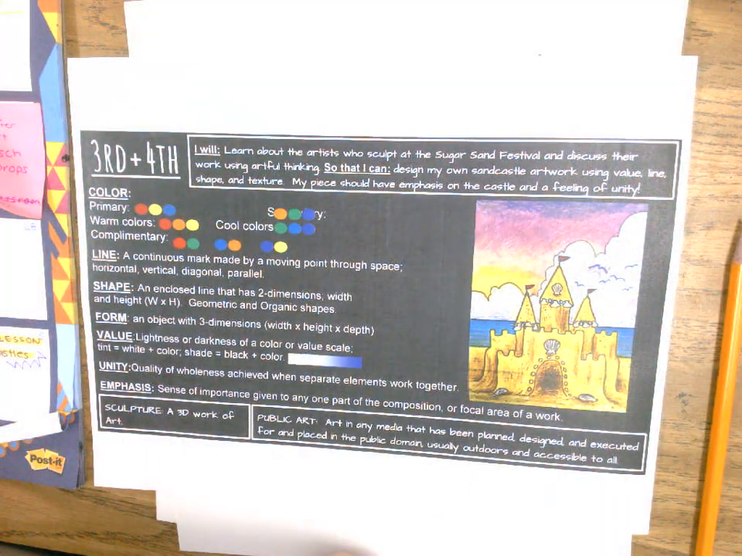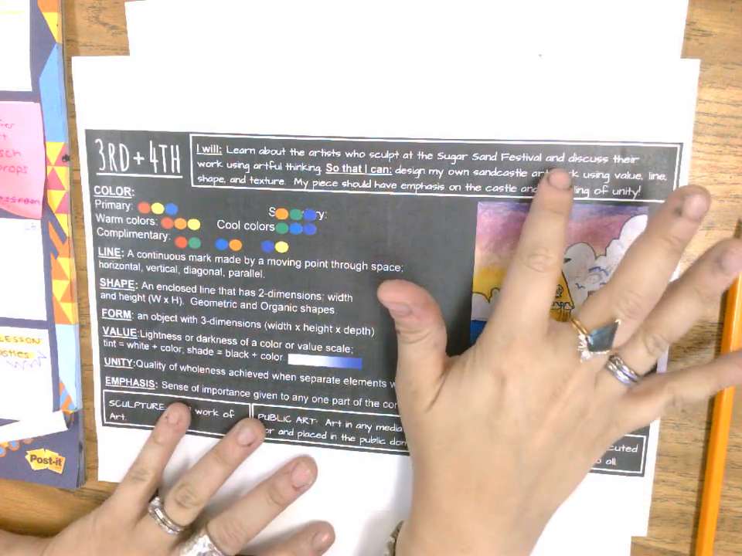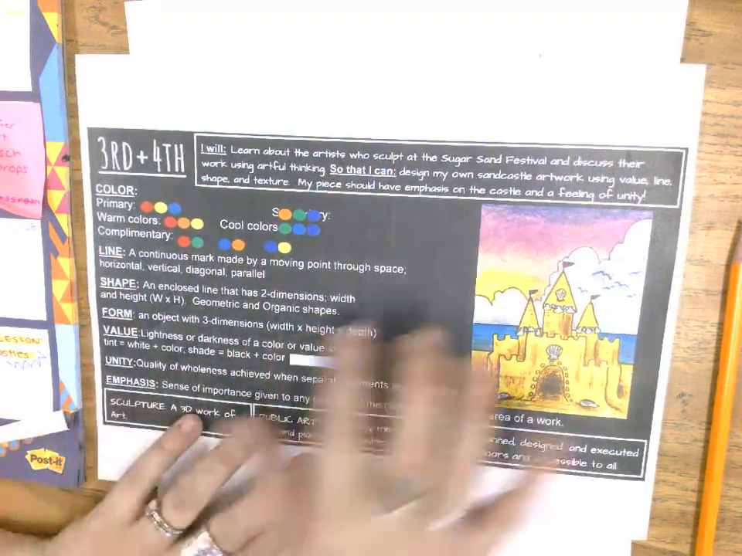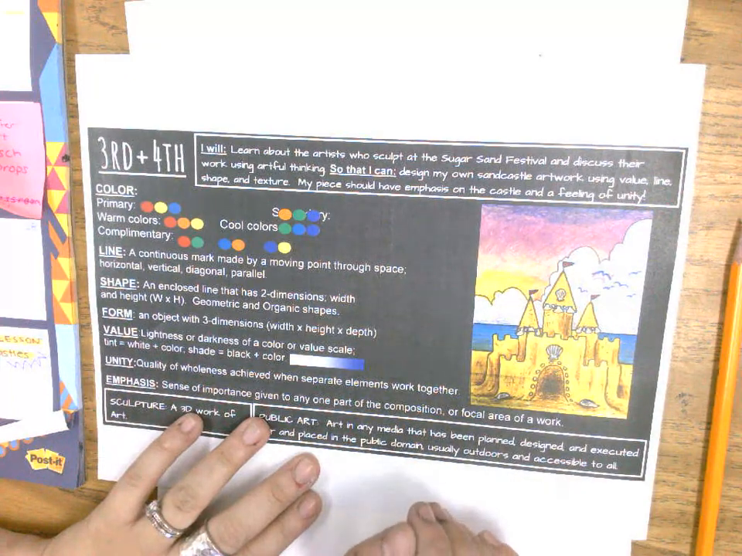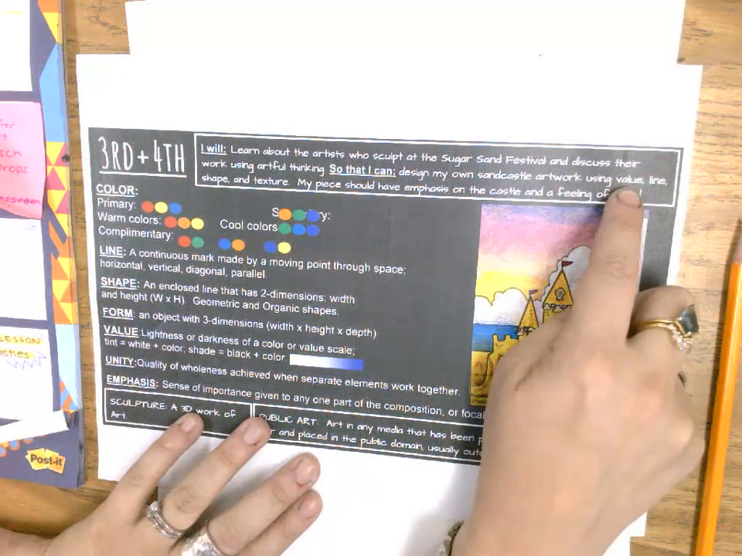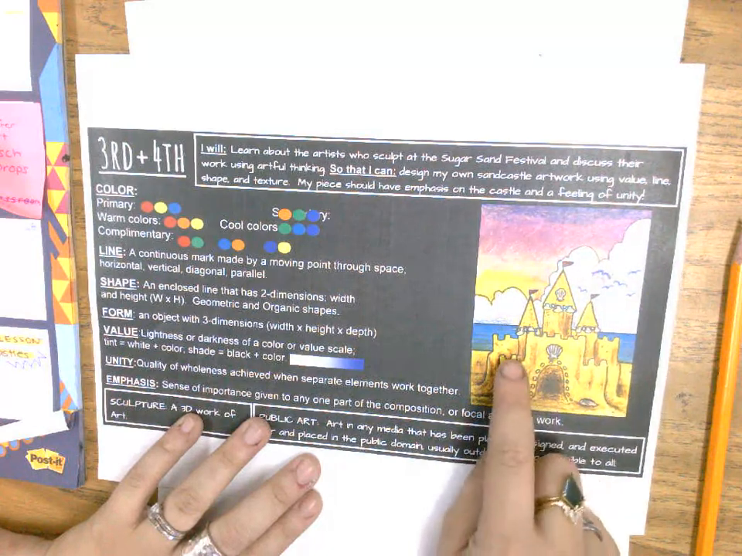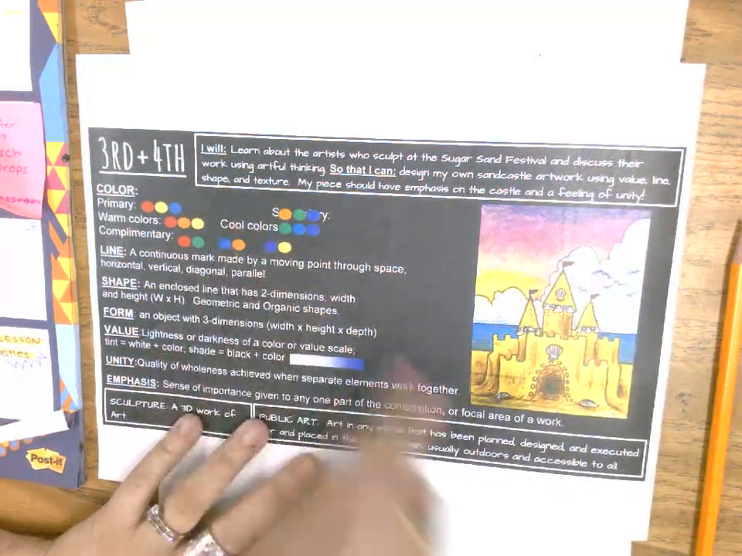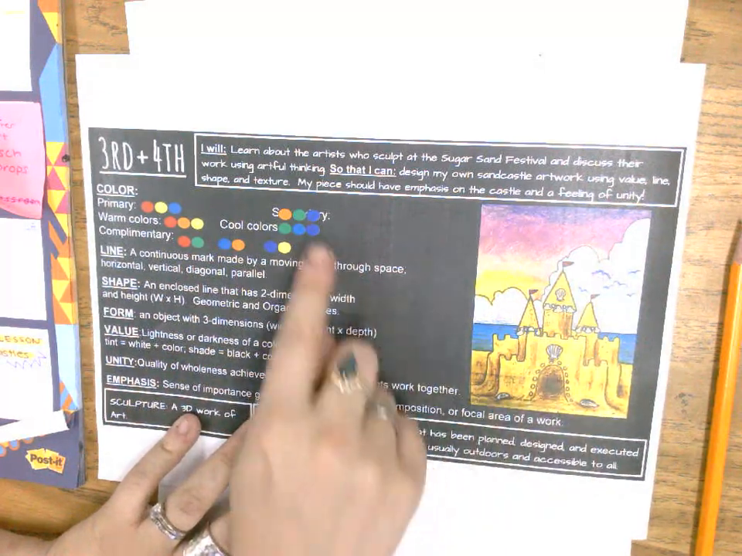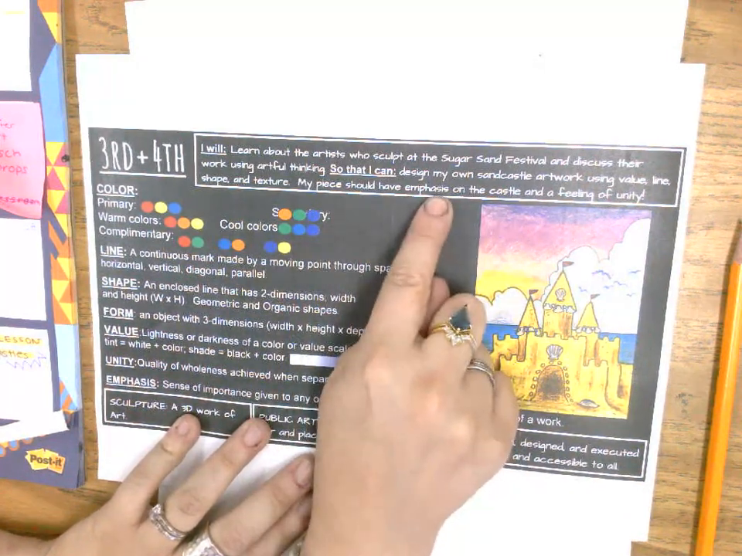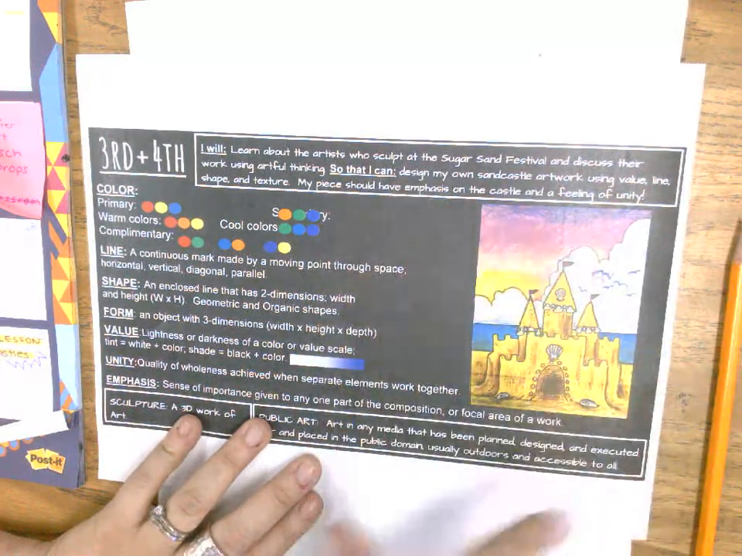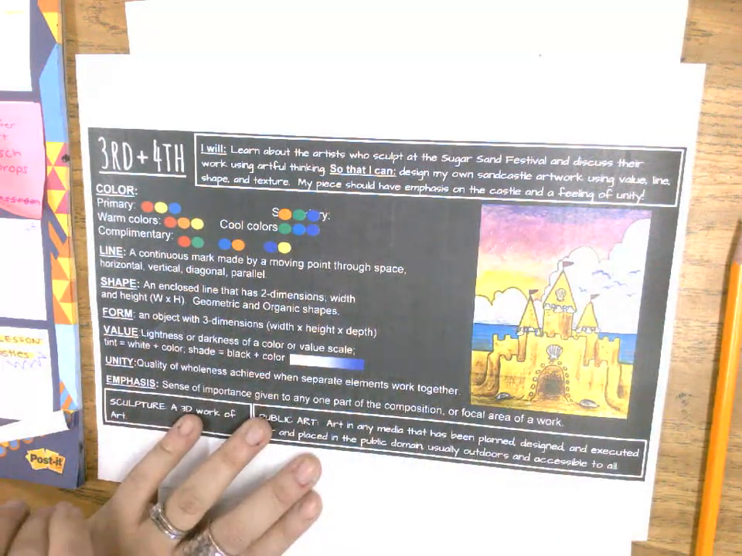All right, so today you are learning about the artist who sculpted at the Sugar Sand Festival, and we discussed their artwork using artful thinking so that you can design your own sandcastle artwork using value. Remember the difference between light, medium, and dark, the value, line, shape, and texture. You can see that texture in that sand. And your piece should have an emphasis, the main idea of a sandcastle with a feeling of unity. That means that it all works together.